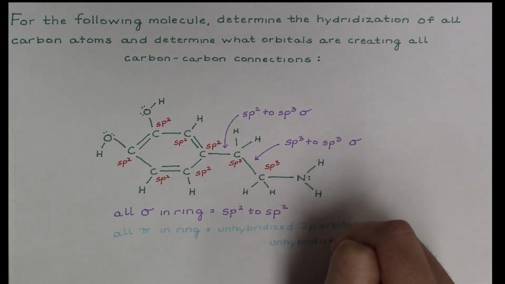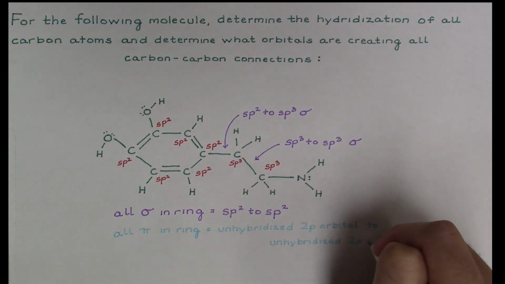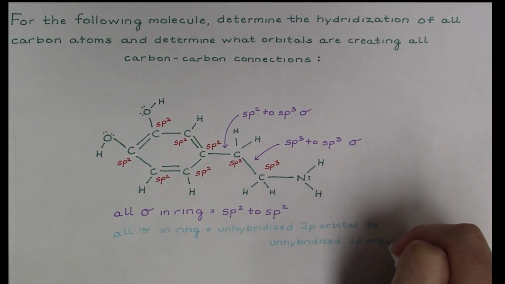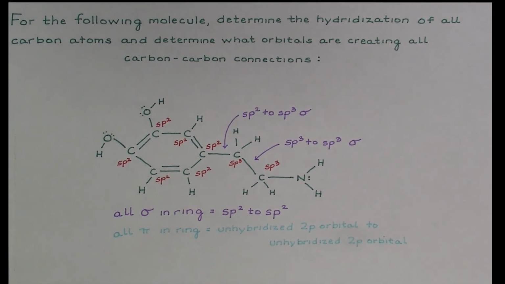to the unhybridized p orbital of the neighboring atom. So when looking at this problem, remember that all sigma bonds are created by hybridized orbitals, or in most cases, hybridized orbitals. But if you have a pi interaction, whether that's a double bond or a triple bond, you should be able to label that with the unhybridized p orbitals. Good luck.